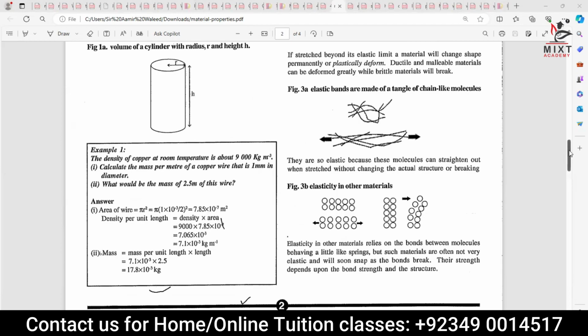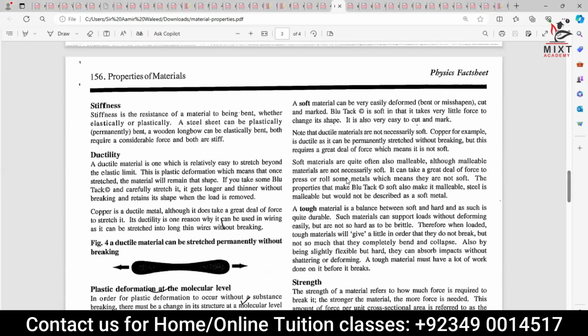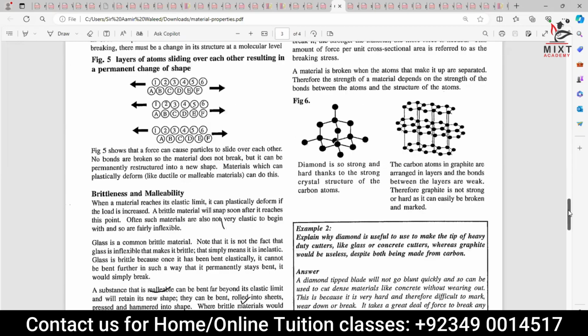Now let's jump to the next small topic. If you really want to write it down, you can, but I don't want you to write more than one line, because these are important. I have to explain these small qualities like stiffness and ductility and all this. So if you want to write it down, up to you, but I will quickly go through what exactly it is. The first thing is called stiffness. Stiffness is the resistance of a material to being bent, whether elastically or plastically. Now, before you understand stiffness and ductility, I have to tell you about elastic, plastic, and all this.